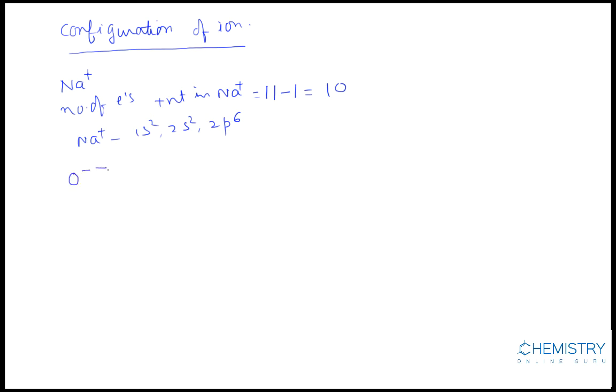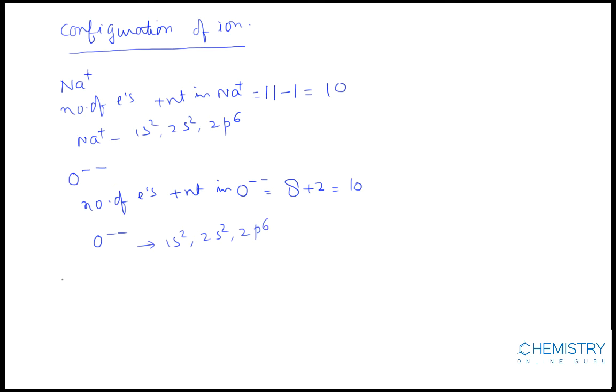O2-. Anions are formed by gaining electrons and cations are formed by losing electrons. Number of electrons present in O2-: 8 electrons are present in O plus 2, because anions are formed by gaining electrons. So 10 electrons are present in the oxide ion O2-. The configuration of O2- is 1s2, 2s2, 2p6.